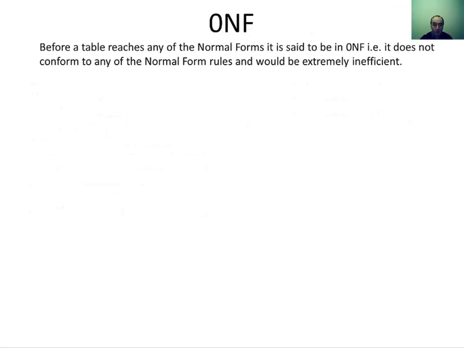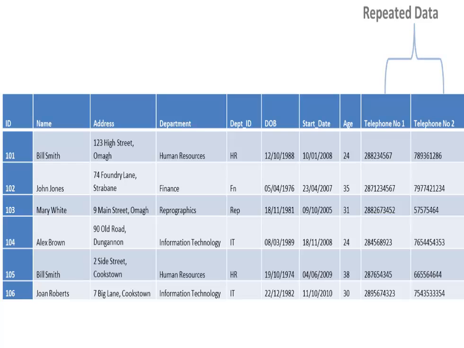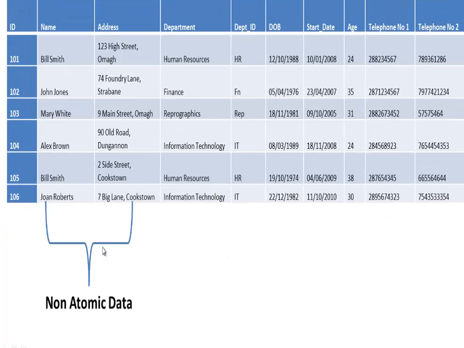However, before a table reaches any of the normal forms, it is said to be in zero normal form. That is, it does not conform to any of the normal form rules and would be extremely inefficient. Examples of this are repeated data, where the telephone field is repeated, and non-atomic data. This phrase non-atomic data will be explained later in this presentation.